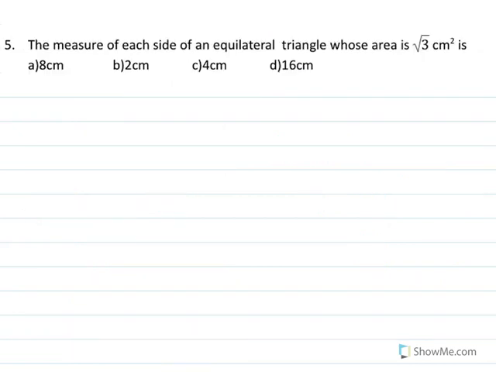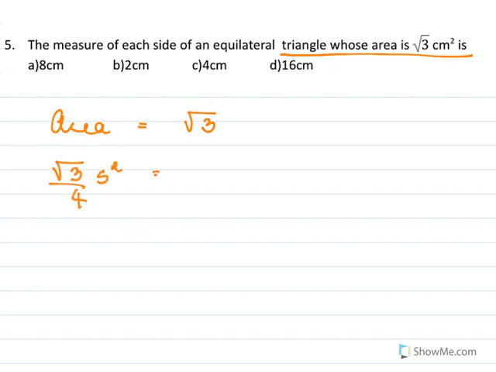The measure of each side of an equilateral triangle whose area is root 3. So the area is root 3. The formula for an equilateral triangle is root 3 by 4 side squared, and the area is root 3. So this you cancel. So side squared equals 4, side equals 2. So here it will be 2.